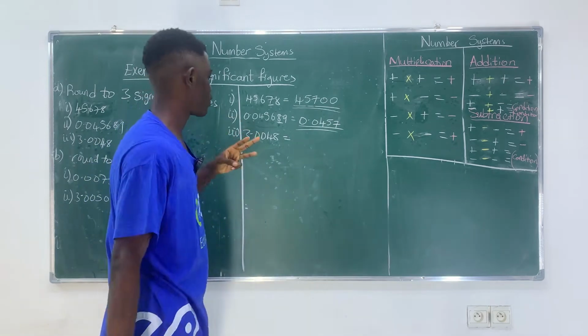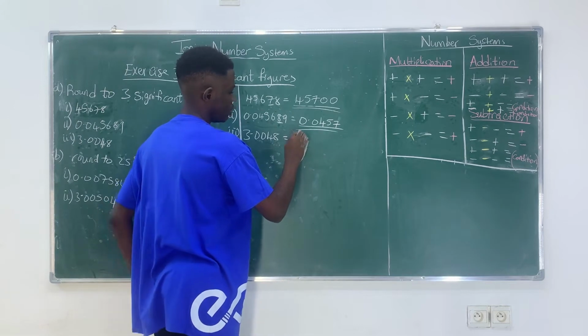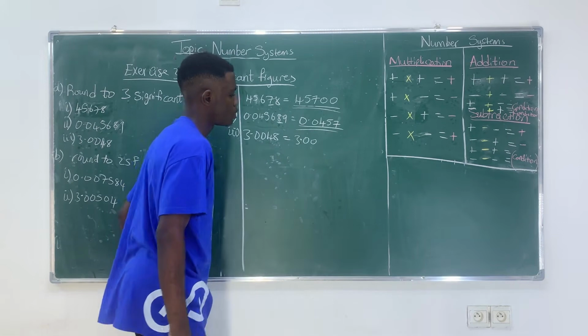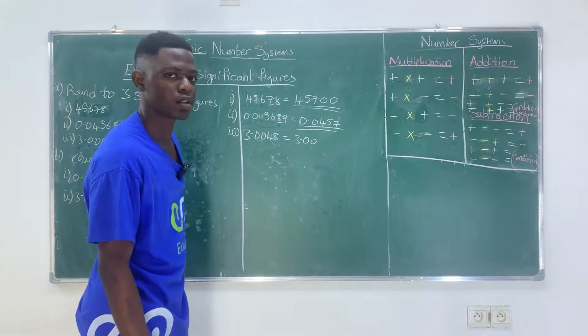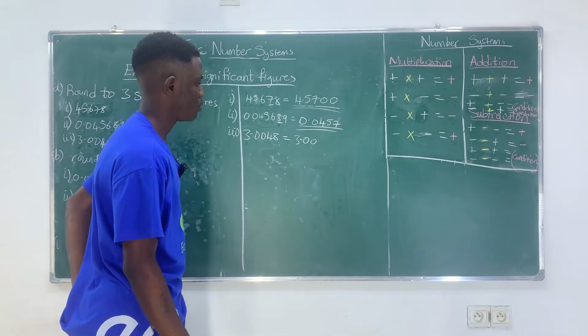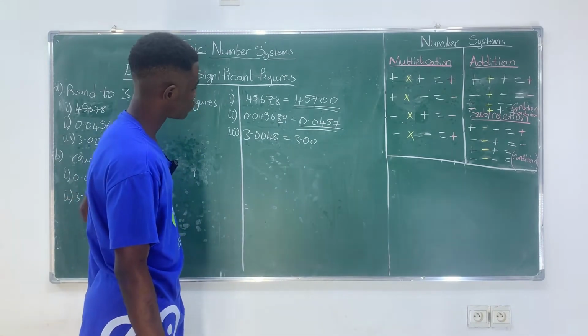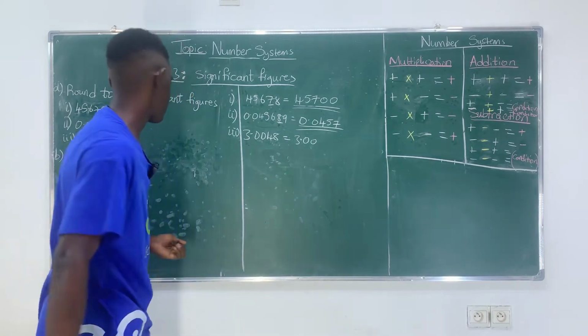To round it to 3 significant figures, how do I do it? It will be 3.00. That is it, we rounded it to 3 significant figures.